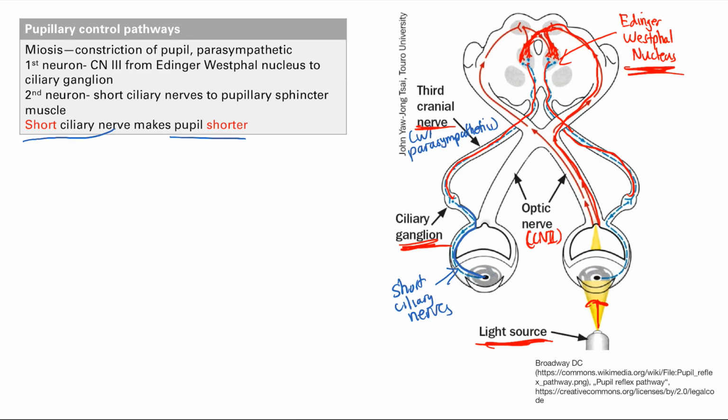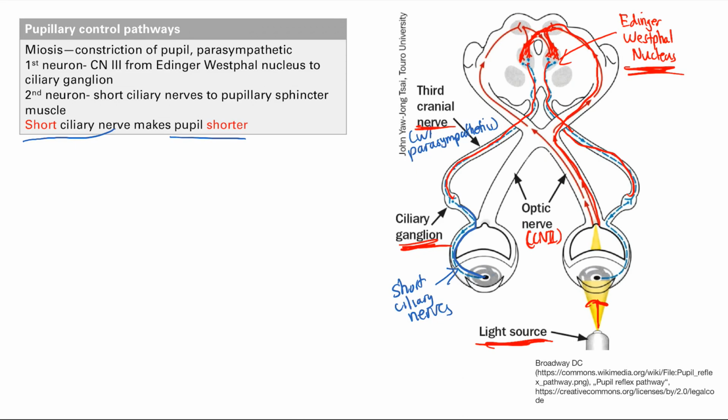Okay, so I would memorize this whole pathway. Remember this: that light is taken in by the optic nerves, goes to the bilateral Edinger-Westphal nuclei, where it synapses with cranial nerve 3. Cranial nerve 3 comes out with its parasympathetics, goes to bilateral ciliary ganglion, and then you have short ciliary nerves making the pupil shorter. This is the pupillary light reflex. We already learned about that, and just remember how it made sense just by knowing your cranial nerves.